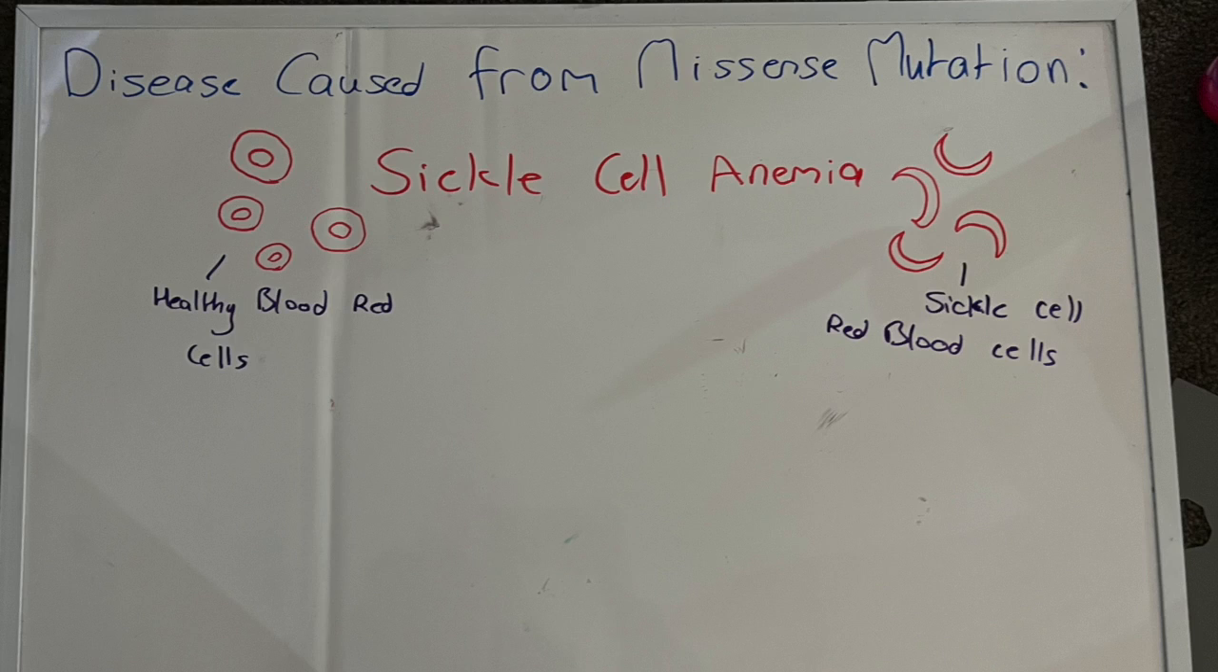Sickle cell anemia is a type of disease caused from a missense mutation, and is when the red blood cells are shaped abnormally, resulting in restricted blood flow. It has an average lifespan of 42 to 47 years, and has to be inherited from both parents for the offspring to contain the gene.